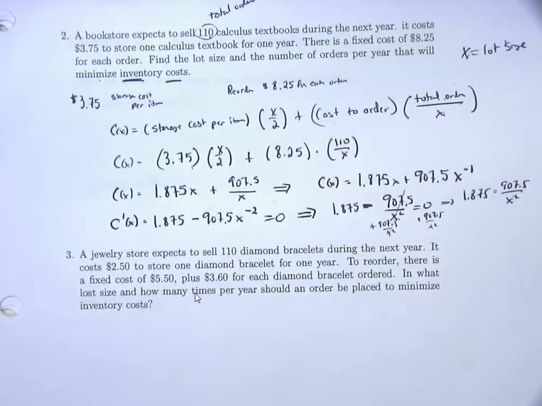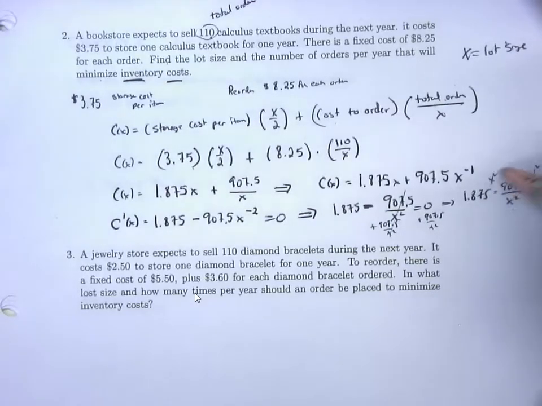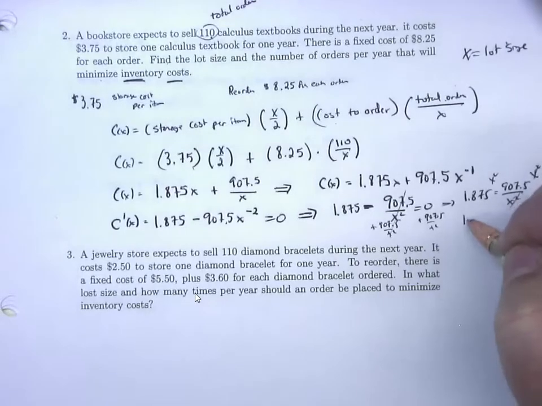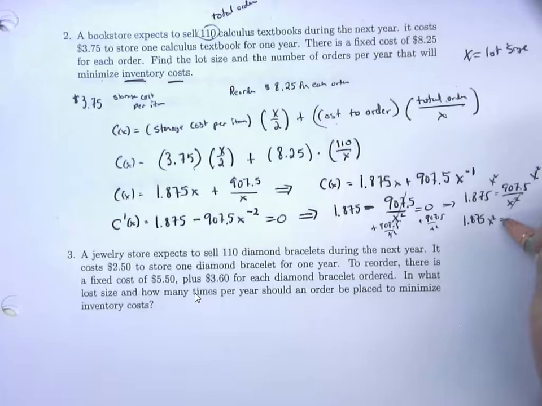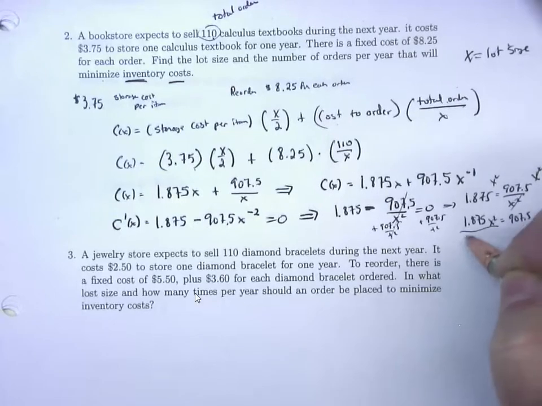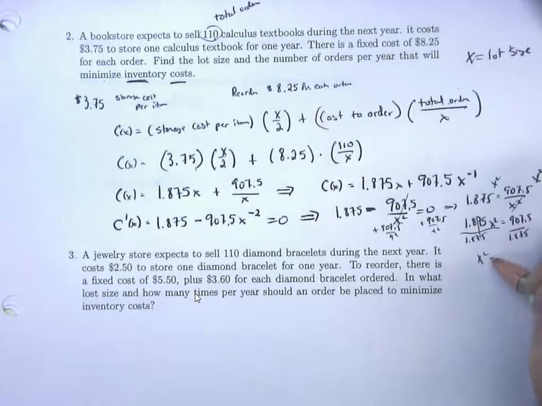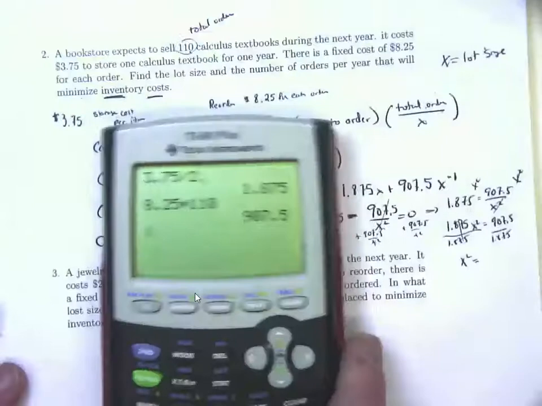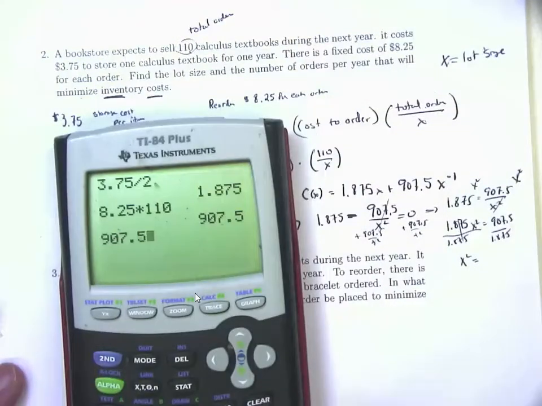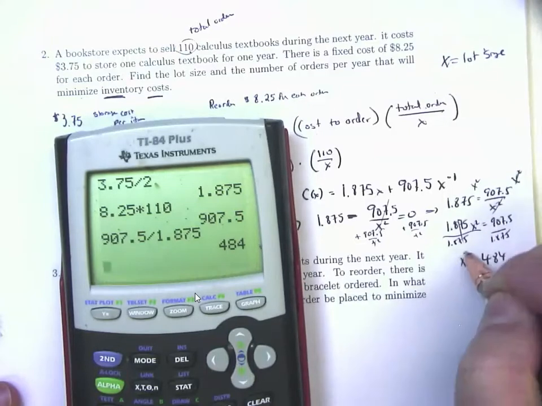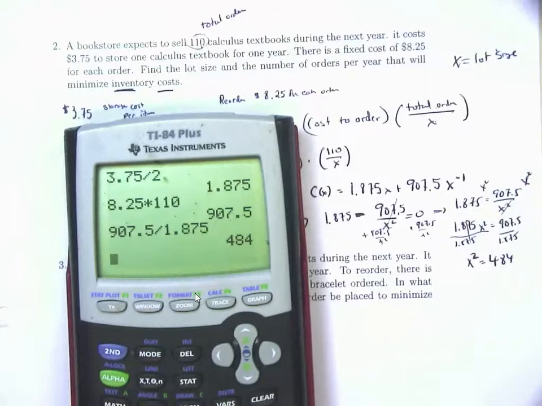Now I'm going to solve for x. The x squared is in the denominator, so the next move is to get rid of my fractions. I'm going to multiply both sides by x squared. On the right side, it's going to cancel. That leaves me 1.875 x squared equals 907.5. I'm going to divide by 1.875 on both sides and get x squared is equal to, and grab my handy dandy calculator, 907.5 divided by 1.875, which is 484.